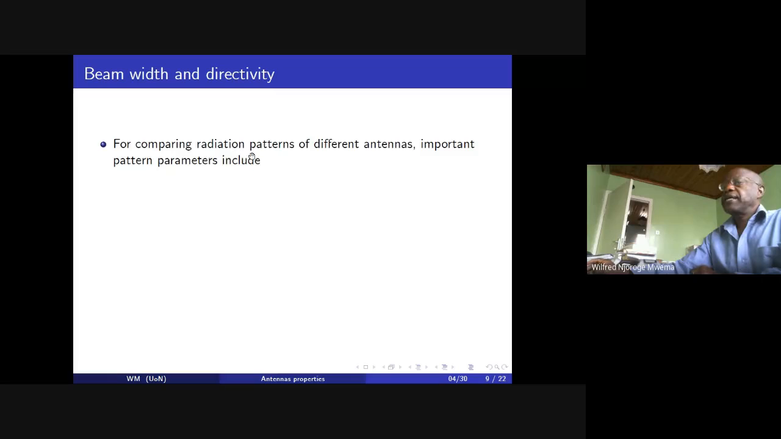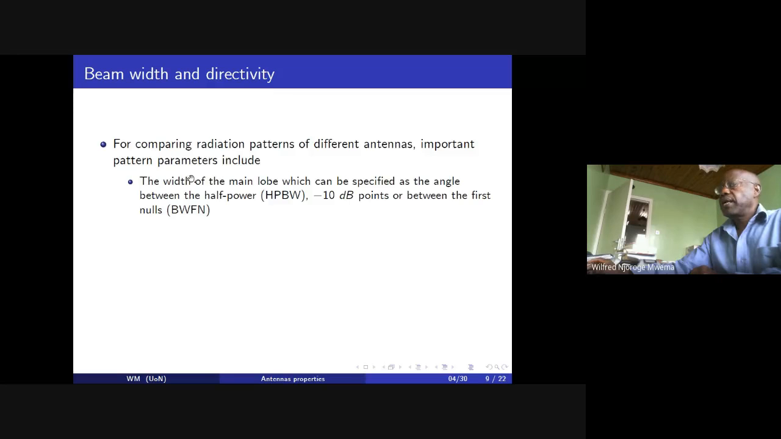So for comparing radiation patterns of different antennas, the important pattern properties include, one, the width of the main lobe, which can be specified as the angle between the half power points, that is the minus 3 dB points, or between the first nulls, given the symbol BWFN. Okay, that is bandwidth between first nulls, or half power bandwidth. Or you could take the minus 10 dB points rather than the minus 3 dB. This is the minus 3 dB point, so to be.